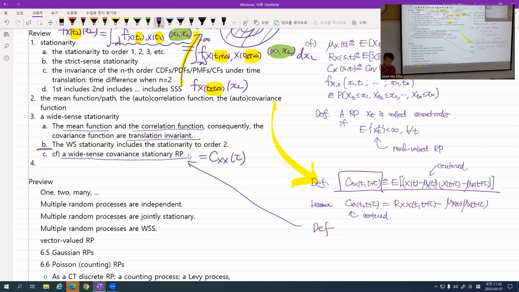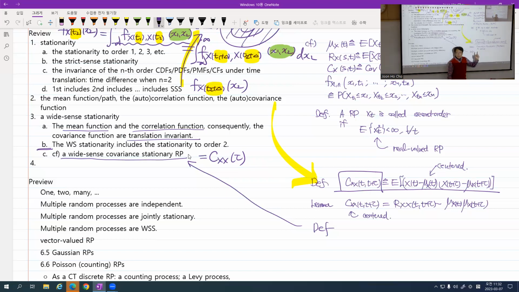The answer is wrong, okay? Strict-sense stationarity implies covariance stationarity because of this. See that? If X is strict-sense stationary, this function is a function of tau, and they are constants. So the right-hand side is a function only of tau. So that implies covariance stationarity.